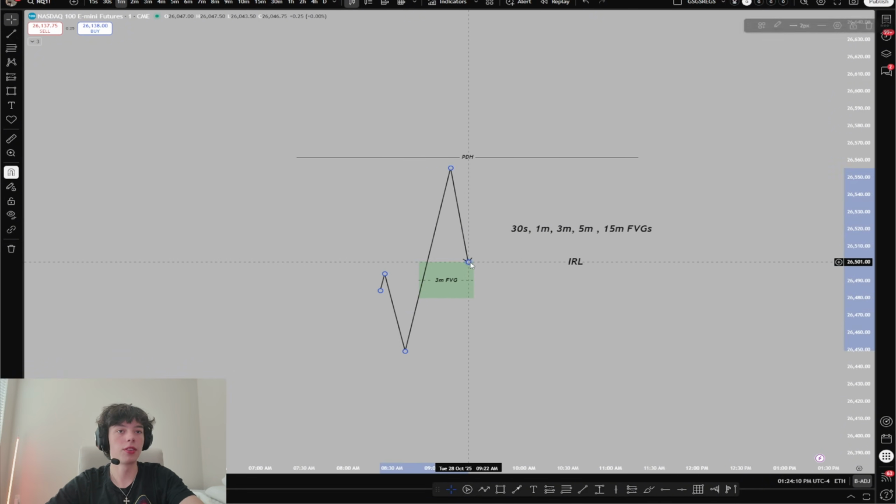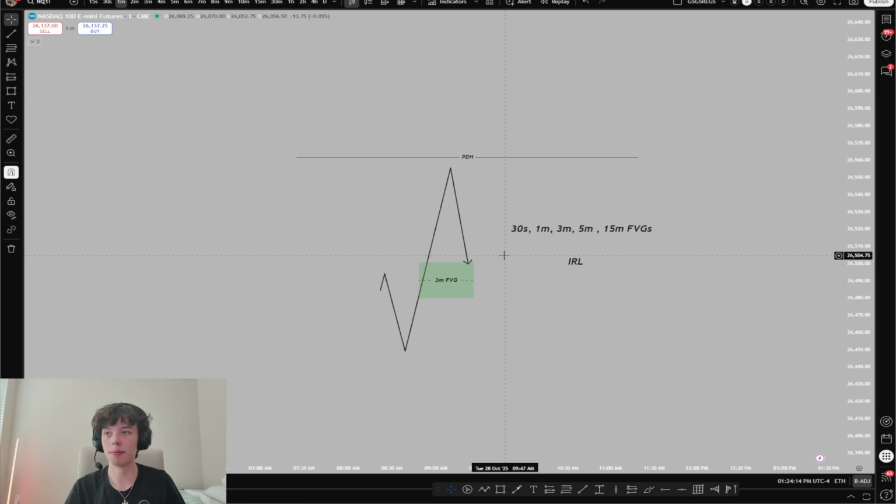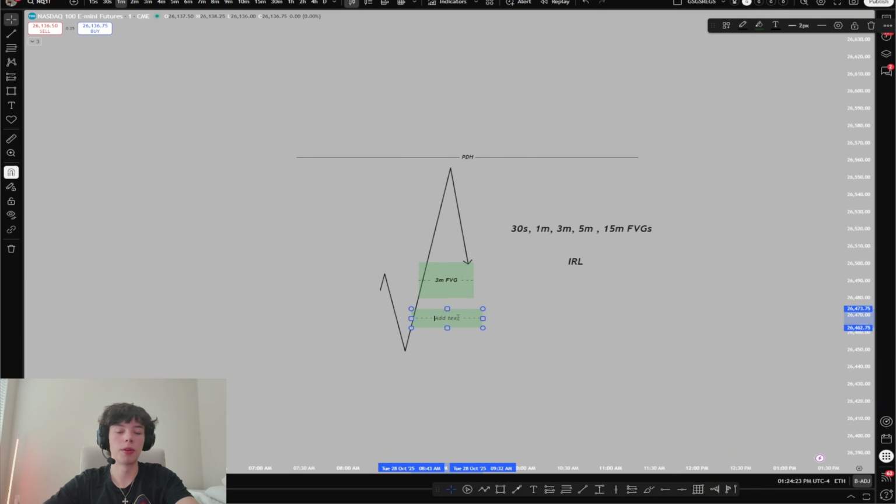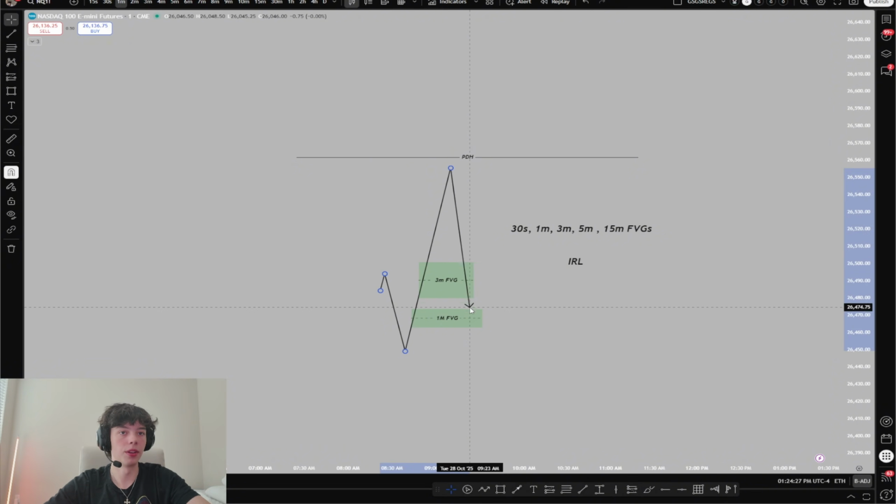So we first identified we have a 3-minute fair value gap. That is our manipulation. But this is very important: you want to make sure this is the only gap in the leg. If you have a 1 minute down here, you definitely want to mark out a 1 minute fair value gap because the market might want to go a little bit lower and trade into that, and you can get a more precise entry. But in this case, let's just use a 3-minute fair value gap to start.